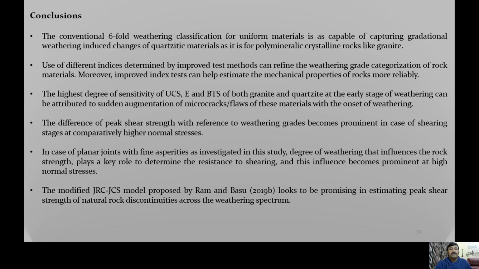The difference of peak shear strength with reference to weathering grades becomes prominent in case of shearing stages at comparatively higher normal stresses. In case of planar joints with fine asperities, as investigated in this study, the degree of weathering that influences the rock strength plays a key role to determine the resistance to shearing, and this influence becomes prominent at high normal stresses. The modified JRC-JCS model proposed by Ram and Basu 2019 that has been published in Bulletin of Engineering Geology and the Environment looks to be promising in estimating peak shear strength of natural rock discontinuities across the weathering spectrum. However, further investigation is required in this regard.